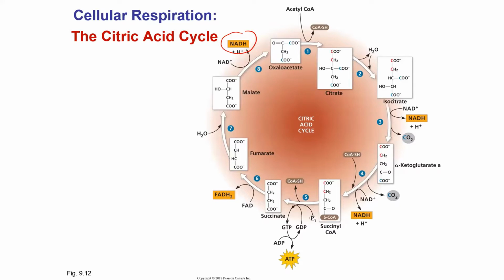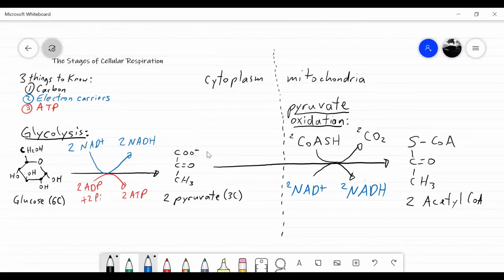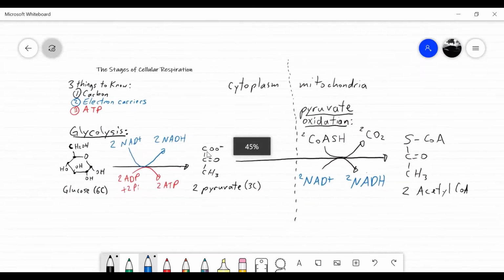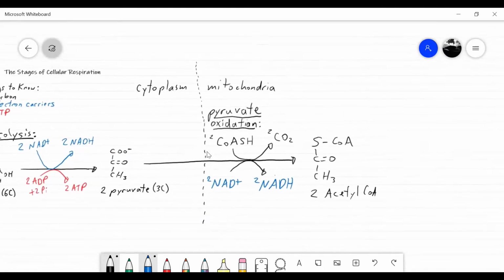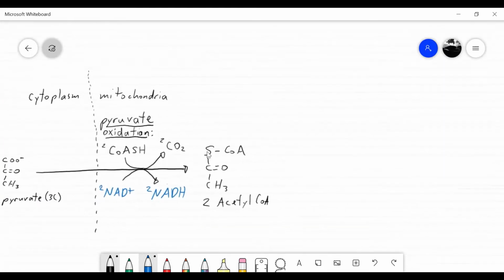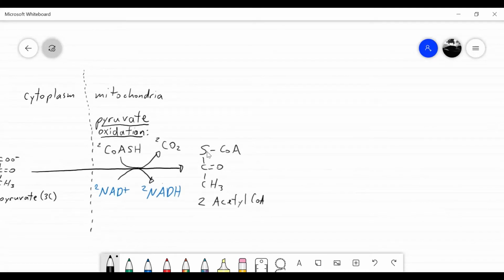So let me summarize this for you on my diagram. I know this is getting smaller and smaller. I'm trying to fit everything in here. All right, I'm going to slide this over. There we go. Now we're going to do the citric acid cycle, and it's just going to look like this.